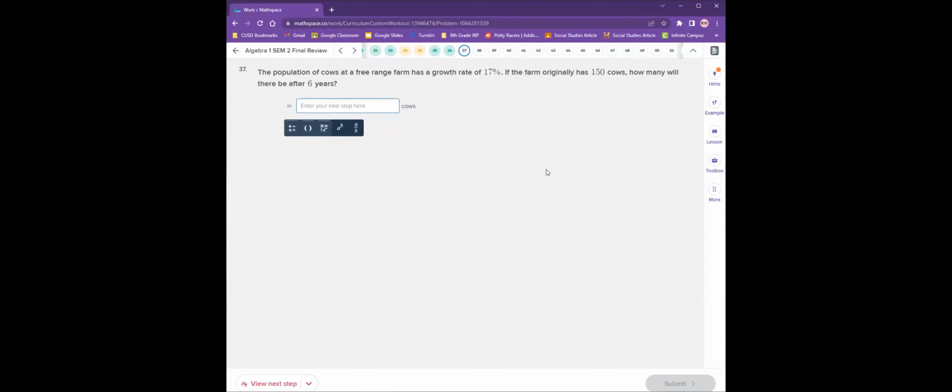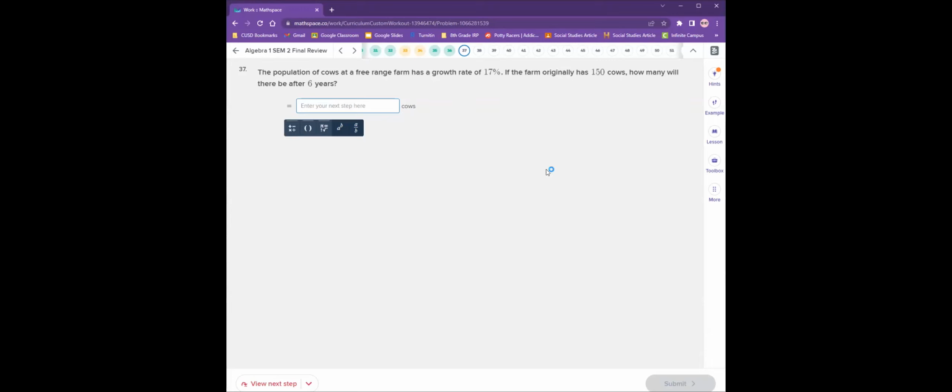And then 37 cows at a free range farm. So then growth rate of 17%, so it'd be 1.17. That's correct. So, y equals 150 times 1.17 to the x, but then it wants x to be 6. So y is equal to 150 times 1.17 to the power of 6.